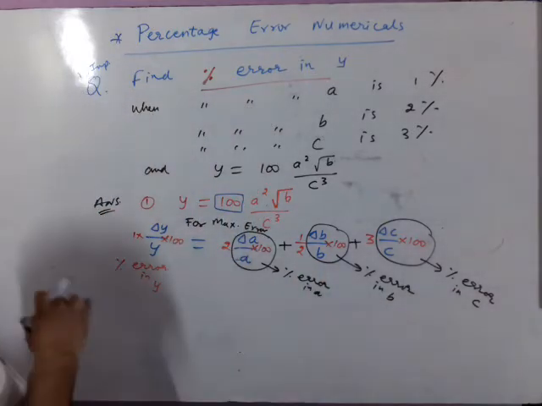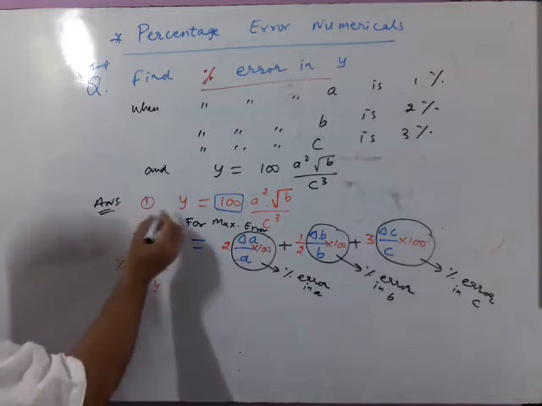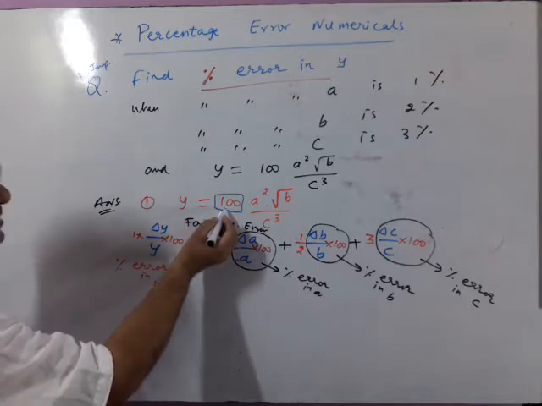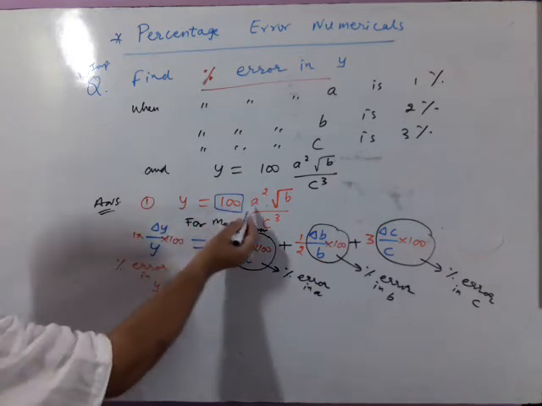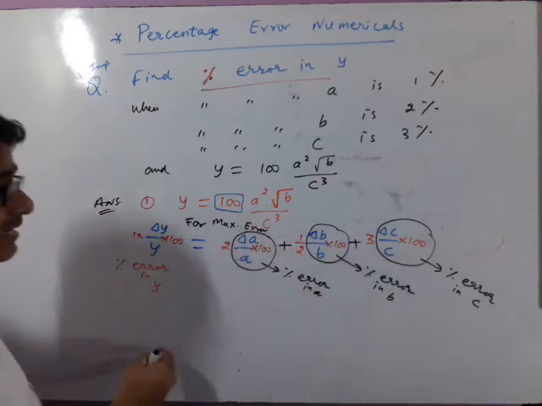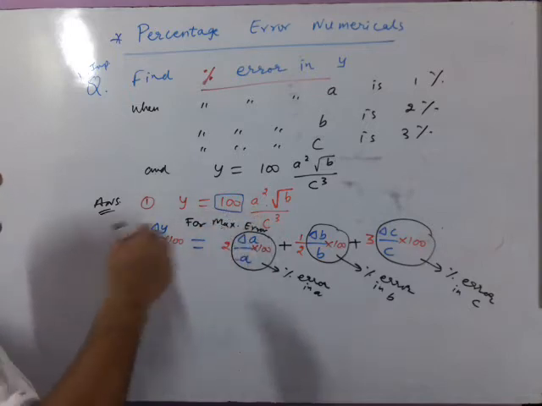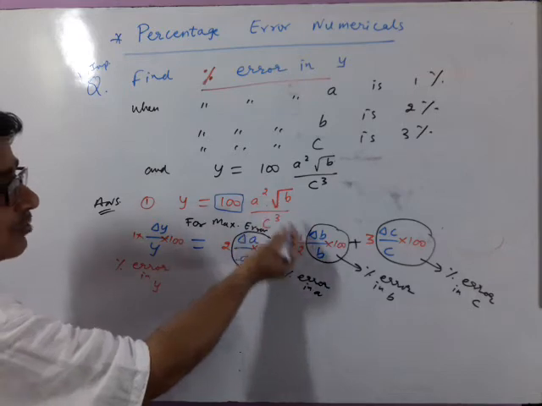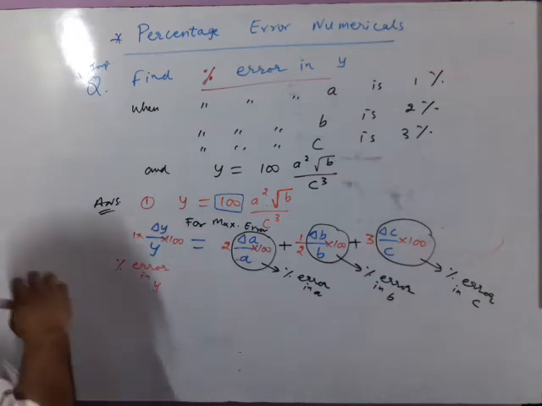See again, there are so many formulae you may be given, but the technique will remain the same. First of all, write the formula. Then ignore constants. No error exists in constants, so ignore them. Then have the rhythm. For Y it is delta Y by Y, A delta A by A, B delta B by B, C delta C by C. Then put a plus sign in between, whether multiplied or divided, since we are finding max error. Then multiply powers. Y raised to power 1 into 1, A raised to power 2 into 2, B raised to power root. Root means 1 by 2 into 1 by 2, C cube into 3. So this is the technique for any formula.